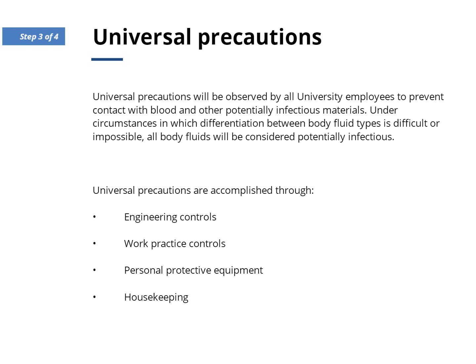Step 3. Universal precautions. Universal precautions will be observed by all university employees to prevent contact with blood and other potentially infectious materials. Under circumstances in which differentiation between body fluid types is difficult or impossible, all body fluids will be considered potentially infectious. Universal precautions are accomplished through engineering controls, work practice controls, personal protective equipment, and housekeeping.